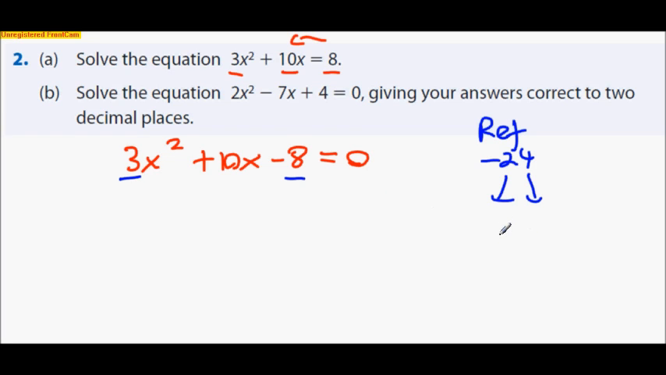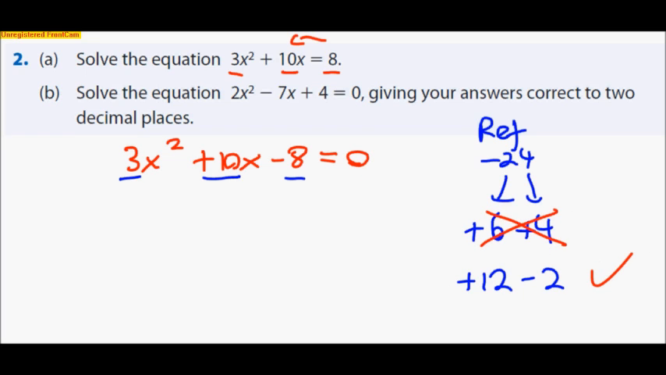We could try 6 and 4, or maybe 12 and 2. Now, plus 6 plus 4 makes plus 10. But when you multiply plus 6 by plus 4, you get 24, not minus 24. So the correct answer is plus 12 minus 2. So just bear that in mind, okay? So this is the correct answer here.